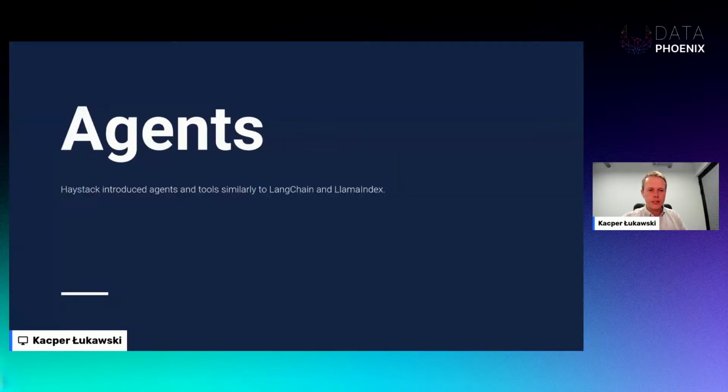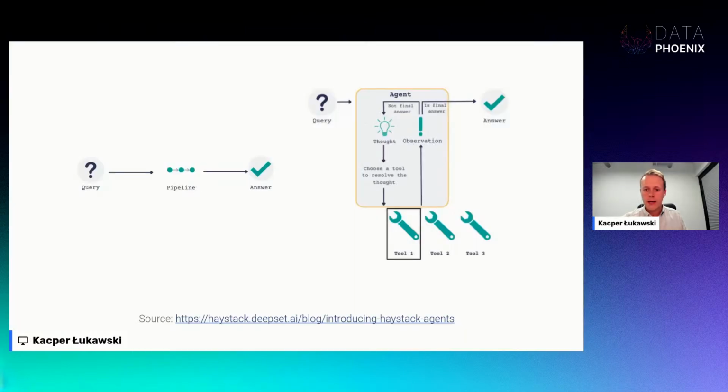However, they also introduced a new concept, which is similar to LangChain and Llama Index, and this is an agent that is actually built in the same way as it was built with those libraries that we spoke about just a while before. This is how a pipeline is different from an agent. I really like those pictures. I just took them from the deepset blog.